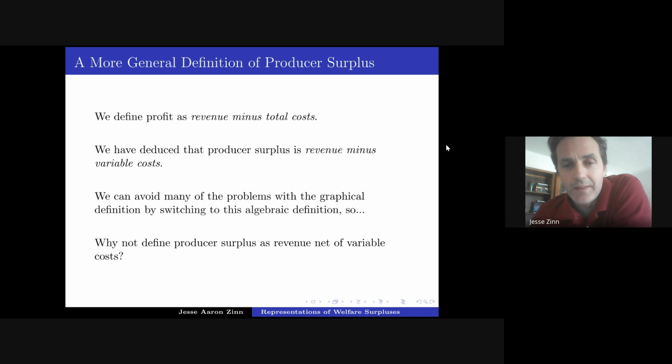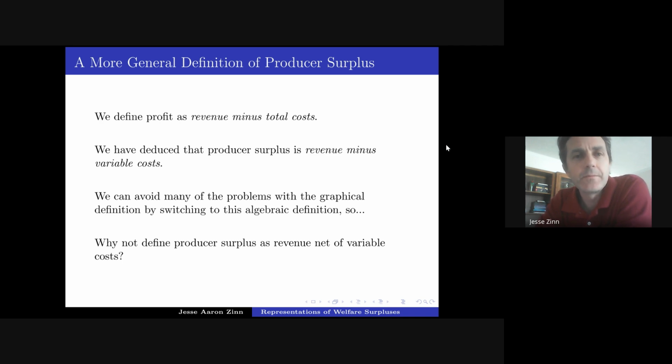So I say, why not define producer surplus as revenue net of variable costs? I've done it for my students, and it seems fine with them. And it reinforces the fact that the height of the supply curve is marginal cost. And so it makes sense to them that the accumulated area underneath the marginal cost curve is variable cost. And so they can see why producer surplus equals that area that they see in the textbooks that's between the price and the marginal cost curve.